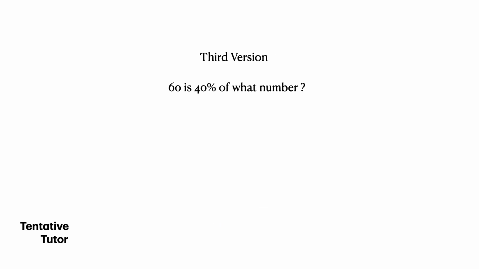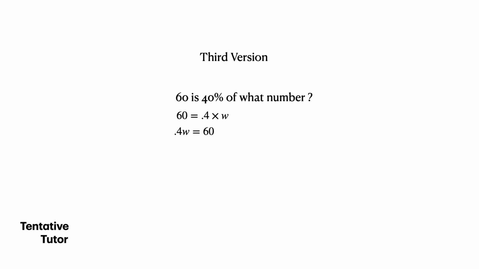The third and final version. 60 is 40% of what number? Once again, we use the same method. We replace "is" with equal. 40% in decimal form is 0.4. "Of" is times, and "what" becomes a W. Rearranging a little bit, we get 0.4W is equal to 60.